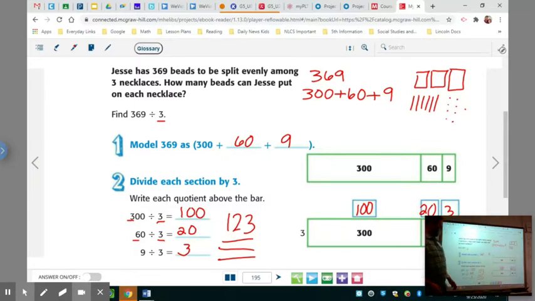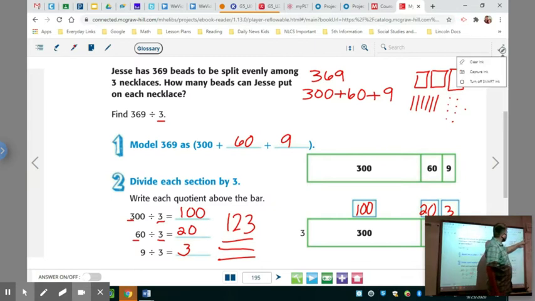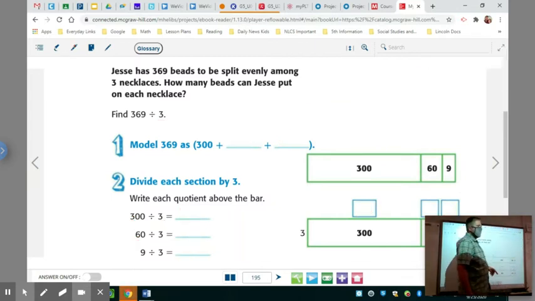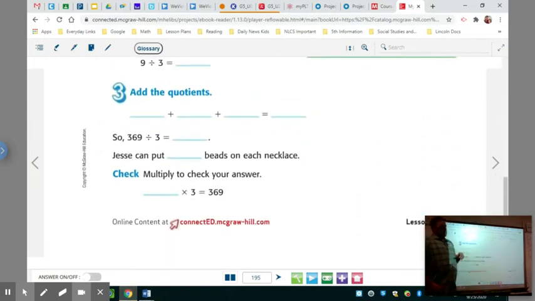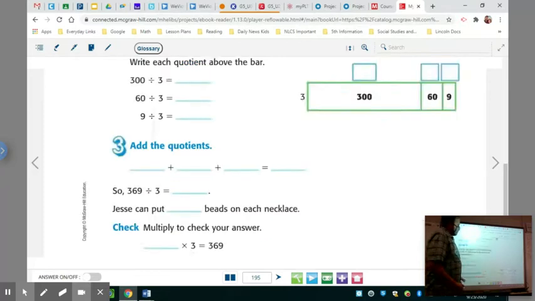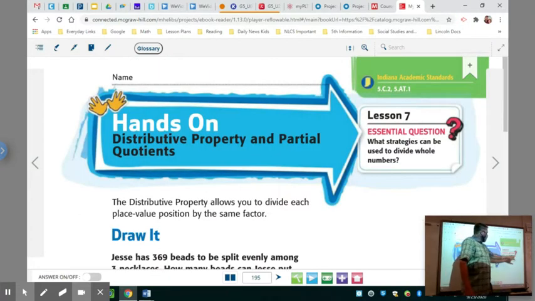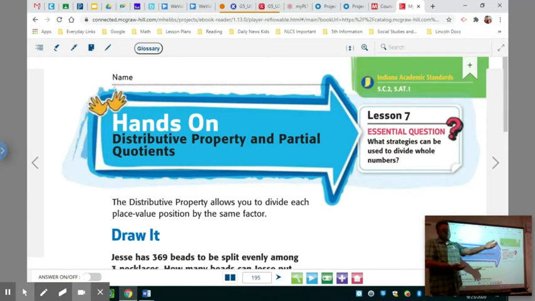Can we do it like this because it's easier? Like the circle thing? It is easier, but like I told somebody yesterday, we learned different strategies. Look at the main question here: what strategies can be used to divide whole numbers? This is just another strategy that we're teaching. We have several different strategies, and it's building up to that big division method that we're going to start on Monday.